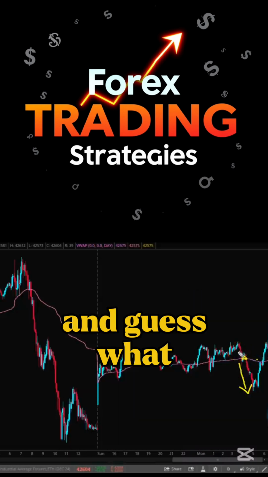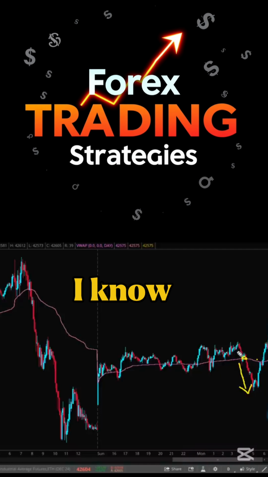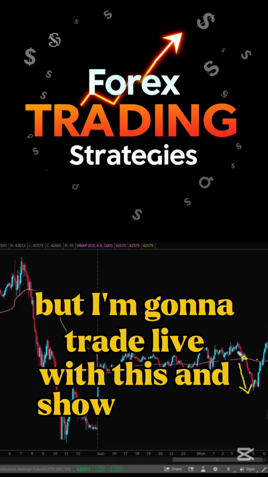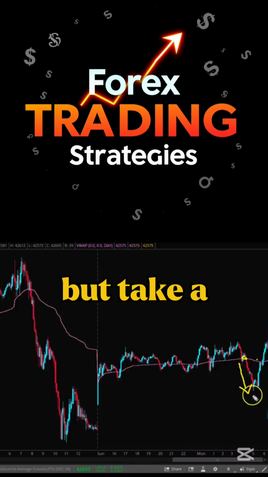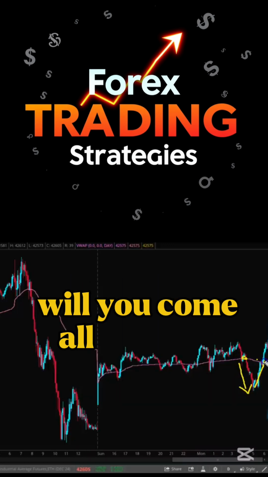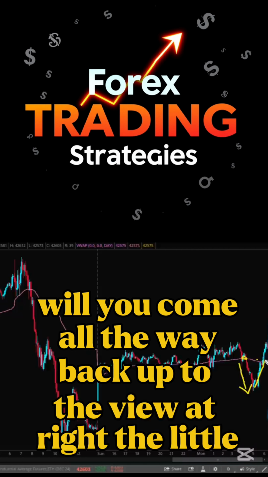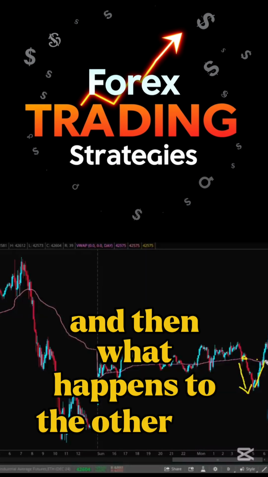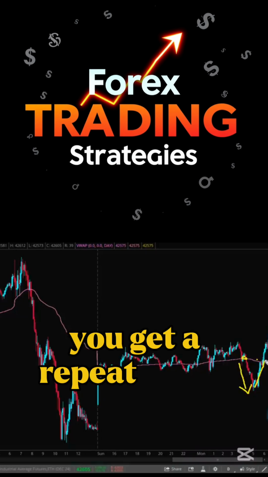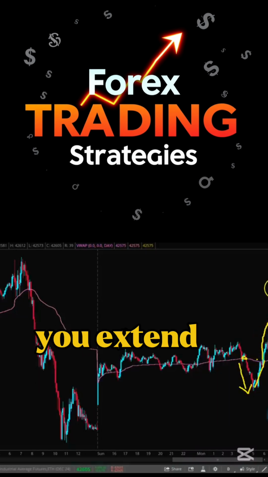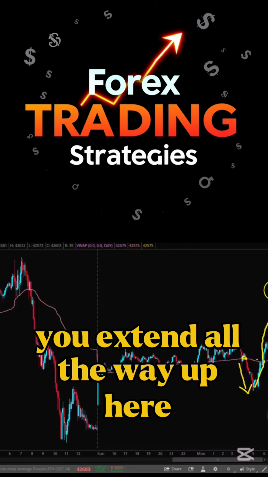And guess what happens? Now, I know a hindsight chart like this is going to give you the answers, but I'm going to trade live with this and show you this is not a joke. But take a look. You start to pull down in here, and guess what happens? Well, you come all the way back up to the VWAP. The little kiss. And then what happens? To the other side, you get a repeat of the move. It's like they gave it to you twice. You extend all the way up here.